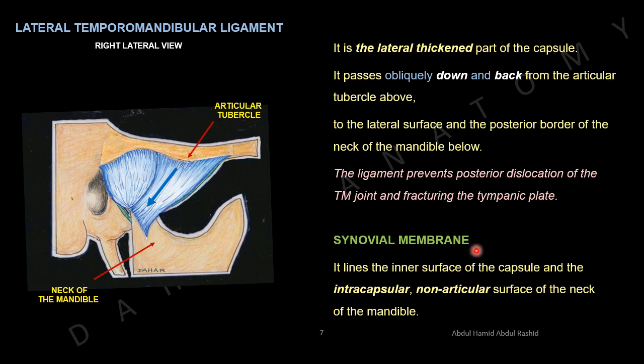Next is the synovial membrane. As the temporomandibular joint is a synovial joint, an atypical synovial joint, it also consists of a synovial membrane. It lines the inner surface of the capsule of the temporomandibular joint and also lines the intracapsular, inside the joint, non-articular surfaces of the neck of the mandible. It is lining the non-articular surface of the neck of the mandible inside the joint.